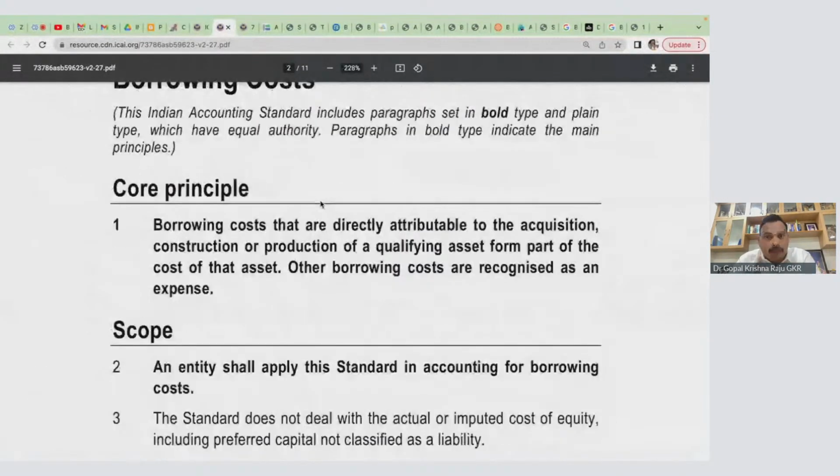I told you yesterday when we were discussing 108, operating segment, segment reporting. I told you all the standards have principles. I repeat, they have principles, but I'm sorry, the objectives are there. I said there are two standards where a core principle will be there: your operating segment has a core principle and your borrowing cost has a core principle.